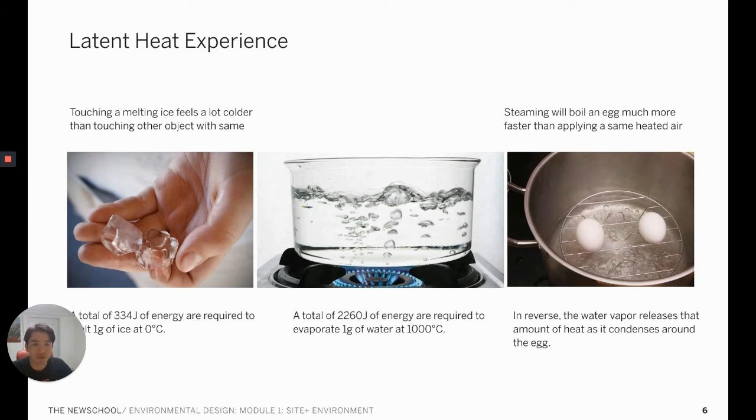We also utilize the phase change when we steam something. When air full of steam touches objects such as an eggshell, the steam changes phase from vapor back into water on the surface of the egg. This time it releases a large amount of heat energy, making the surface of the eggshell much hotter than placing the same egg in heated air that has the same sensible temperature but without steam in it.